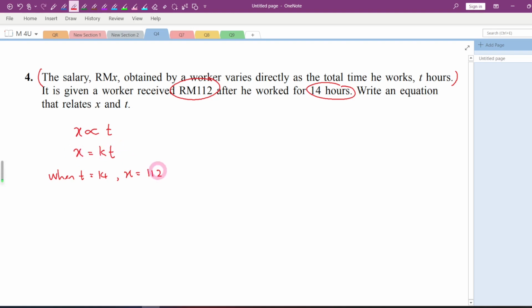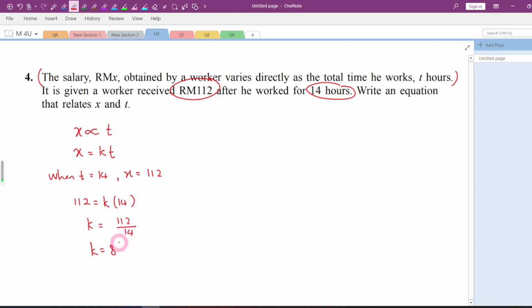So now X is equal to 112. K, we just copy, we want to find the value of K, and T is equal to 14. Now from here we know that K is equal to 112 divided by 14. Just press your calculator, 112 divided by 14, you will get 8.